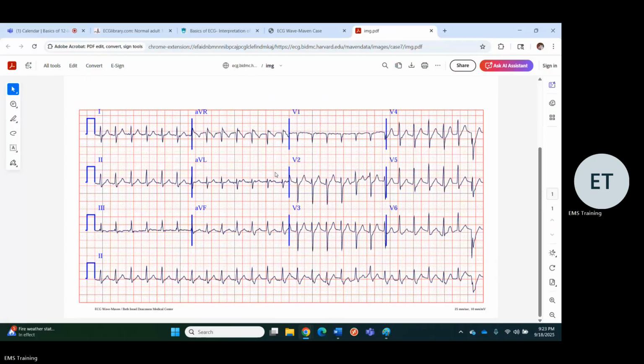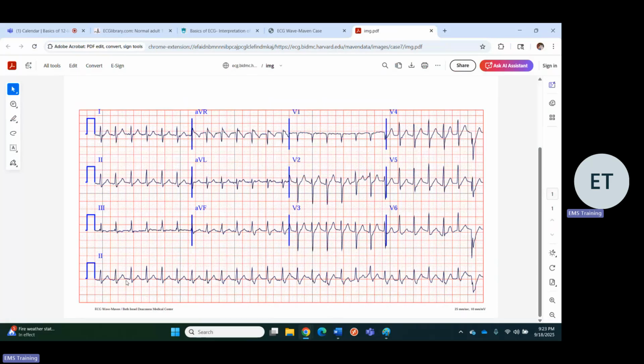I don't know. It looks like it's a little scooped here too. I think this is something paroxysmal. There's this little dip right here. That's interesting. Little notch, little notch. I can't tell if that's artifact or a PVC. Either way.